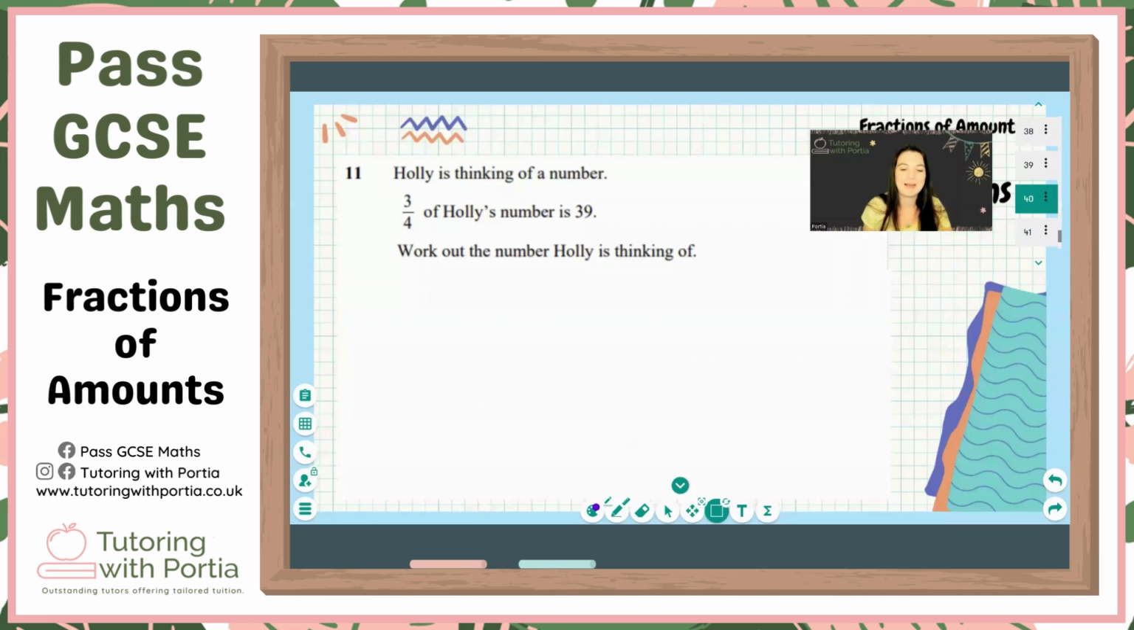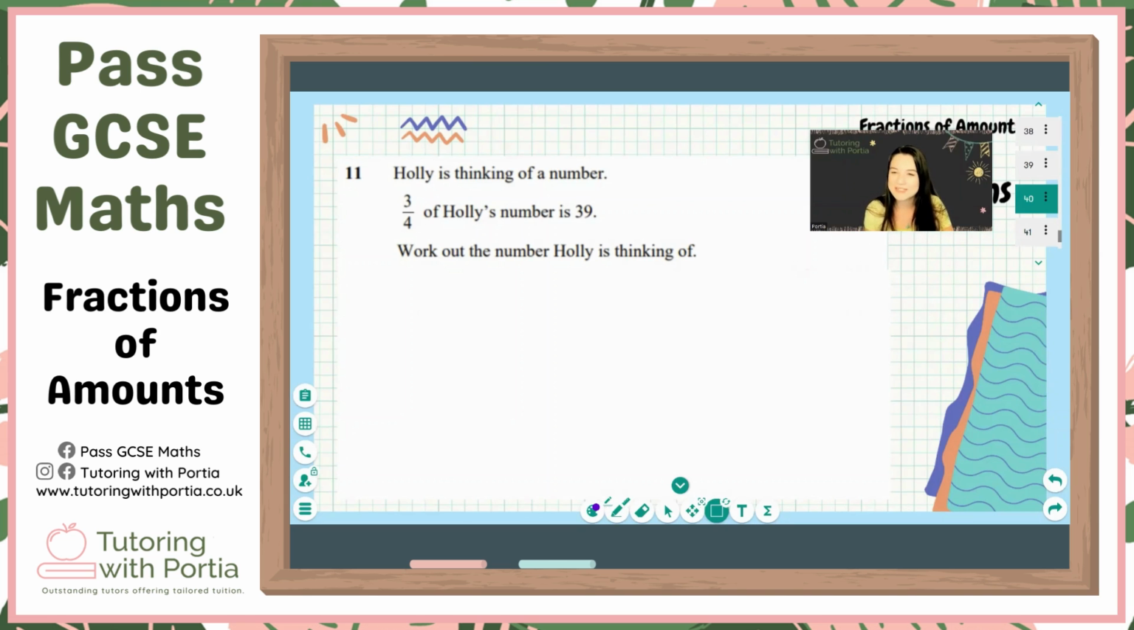We're now going to apply that learnt skill to looking at a real GCSE maths question. This is from a real past paper, and it's using the fractions of amount skills. So we've got Holly, and she's thinking of a number. 3/4 of Holly's number is 39. Work out the number that Holly is thinking of.